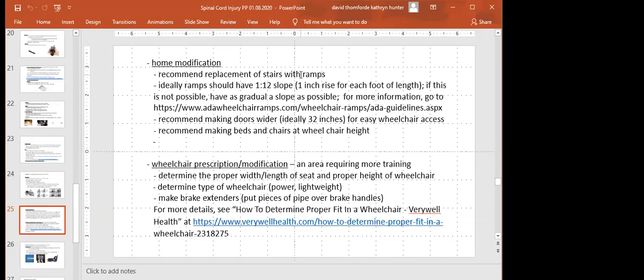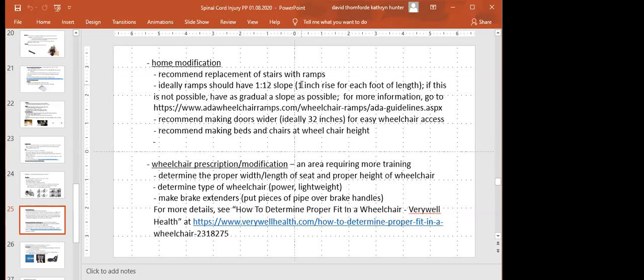Usually a ramp is a better option. Ideally, a ramp should have a 1 in 12 slope. What that means is for every 1 inch of rise, there's a foot of length. It would also mean for every 10 centimeters of rise, there's 12 meters of length. I think that's right. Anyway, 1 in 12 is the rise to the distance.